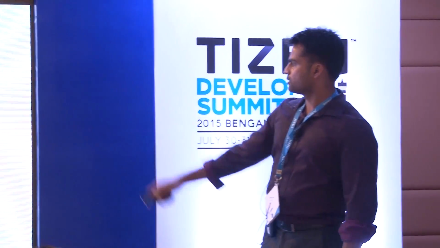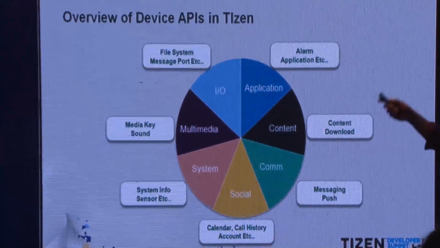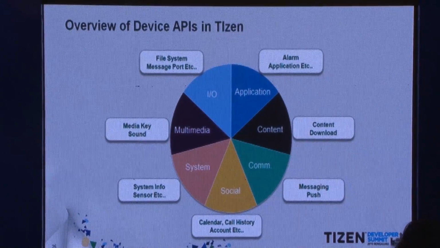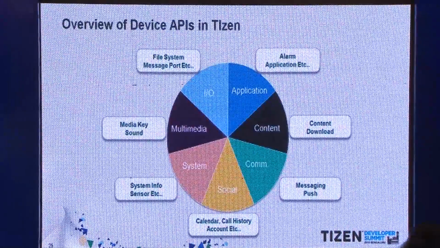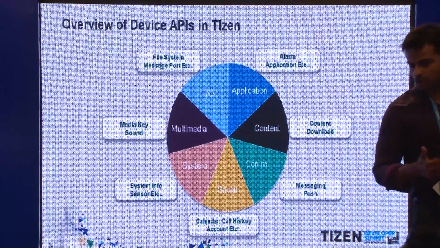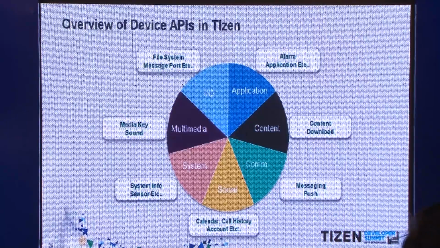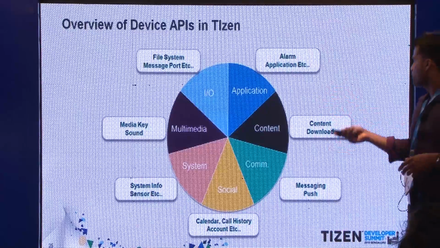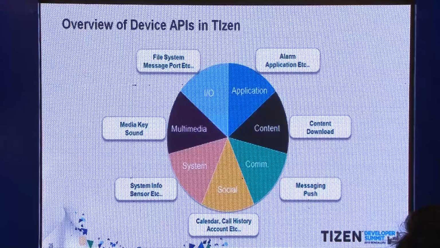As you can see in the middle circle, there are some main categories of device APIs. For example, application, content, communication, social, system, multimedia, and so on. For example, if I want to access the calendar or call history of my device, I should use device APIs related to social. And if I want to access alarm APIs, I need to use APIs related to application.